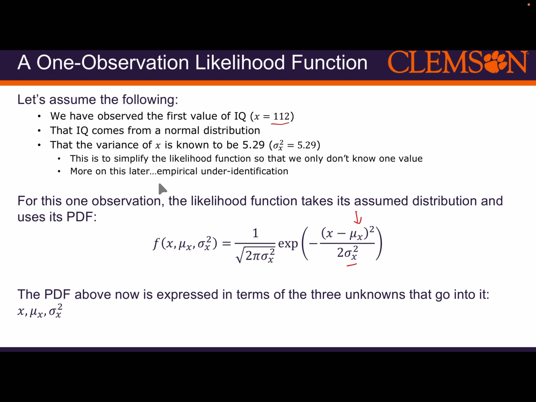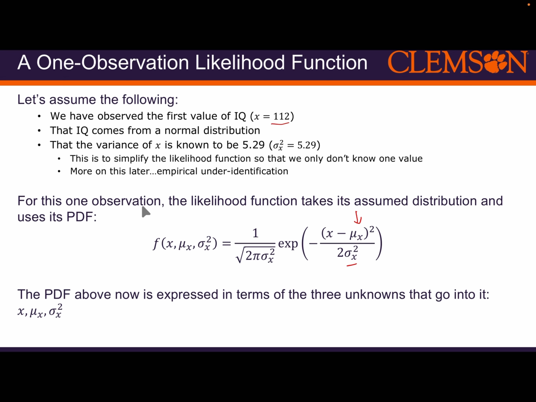This is a feature we call empirical under-identification. With one person, we really can't estimate all the parameters of this distribution in a model. We have to have a large enough sample to do so. Well, it turns out 5 is actually large enough to get estimates. They're not good estimates, but we could use them.